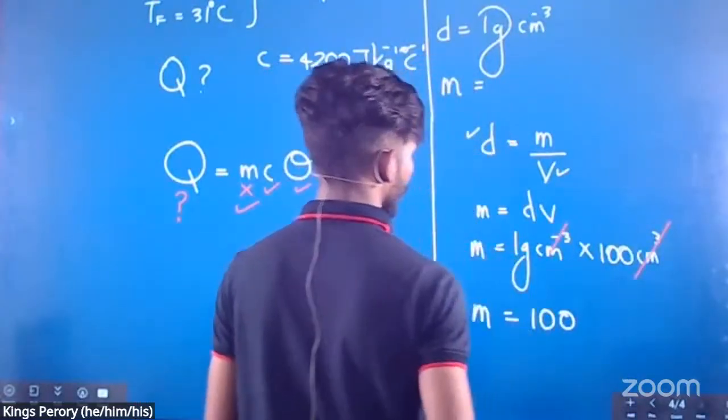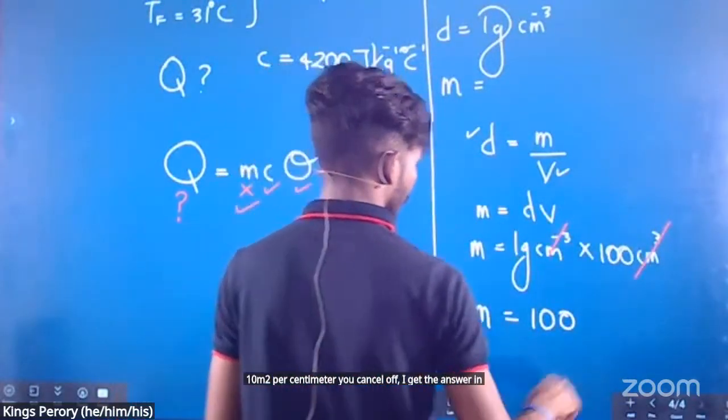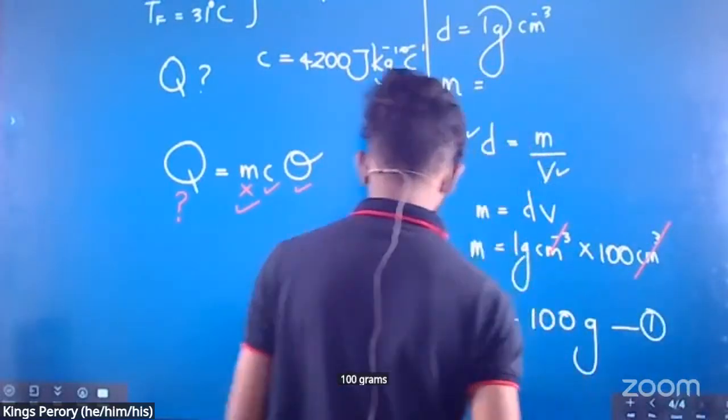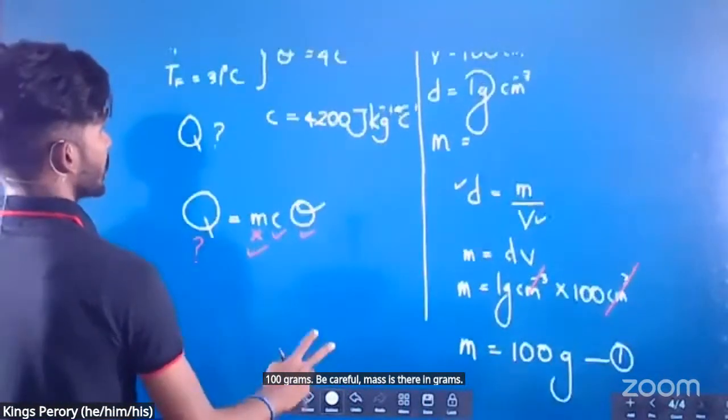Centimeter cube per centimeter cube, you cancel off. I get the answer in grams. 100 grams. Be careful, mass is there in grams. So now I know the mass.